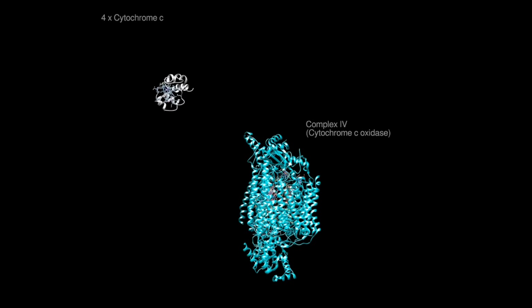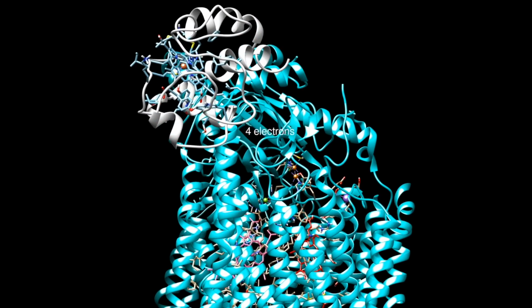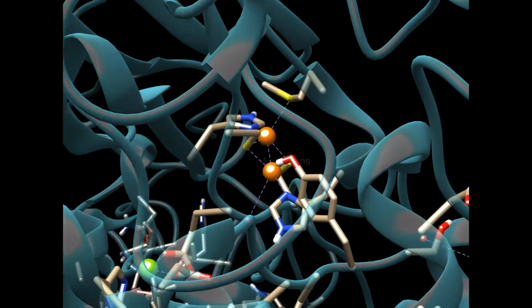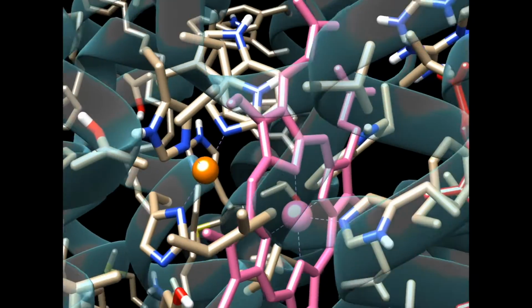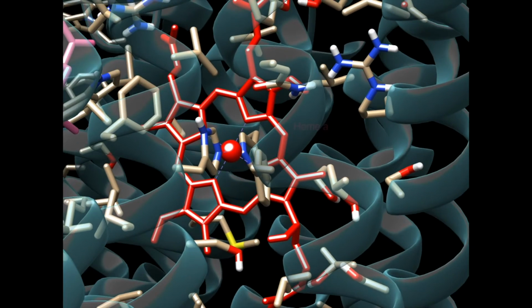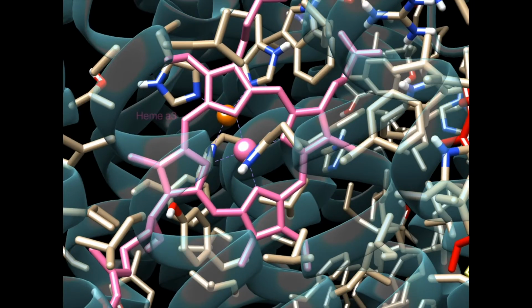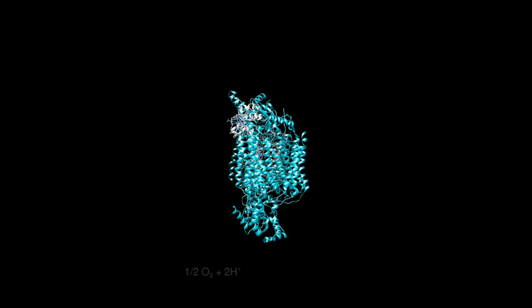Four cytochrome C reduced by complex 3 dock near the copper A center, one by one. Each cytochrome passes 4 electrons onto the copper A center. The reduced copper A center then passes the electrons onto the copper B center, then onto the heme A center and heme A3. This process plays a vital role in reducing molecular oxygen to water. This water is then released in the mitochondrial matrix.